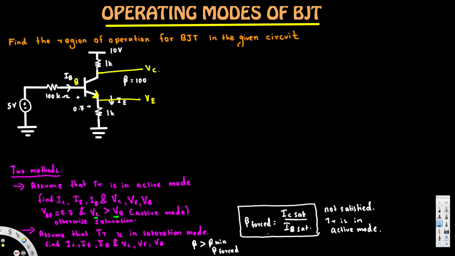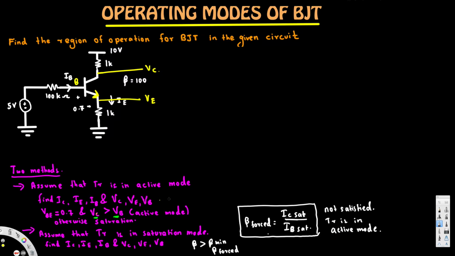The second method is we assume this is in saturation mode. In order to be in saturation mode, beta has to be less than beta forced, because we forcefully assume this is in saturation. Now beta forced can be calculated using IC saturation over IB saturation, and from that we see whether this satisfies the condition. If it does, it's in saturation. If it's not, it's in active mode.